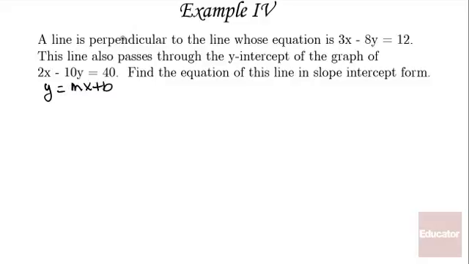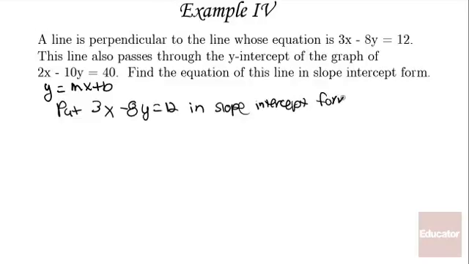First, I know that the line I'm looking for is perpendicular to a line with this equation. So I know that the slope of the line I'm looking for is going to be the negative reciprocal of this slope. In order to find this slope, I have to put this equation into slope-intercept form. So in order to do that, I'm first going to move the 3x to the other side by subtracting both sides by 3x. So negative 8y is going to equal negative 3x plus 12. Then I'm going to divide both sides by negative 8.